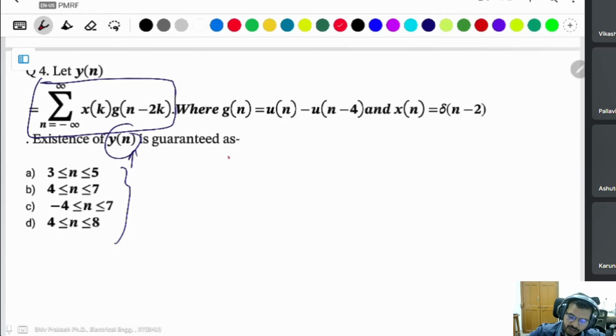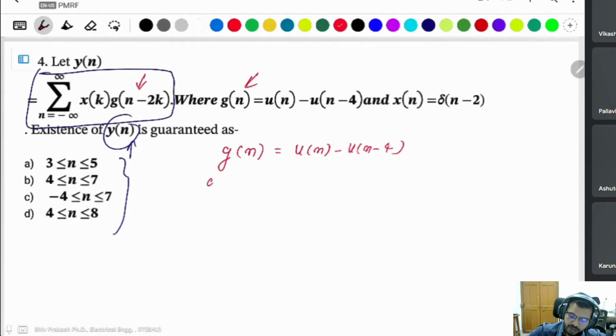First of all, apply g[n] is given: u[n] minus u[n minus 4]. This is the g[n]. But in the question, it is g[n minus 2k]. Then apply this thing, n minus 2k. Then what happens? Simply subtract this thing here, n minus 2k, minus u[n minus 2k], this is minus 4.